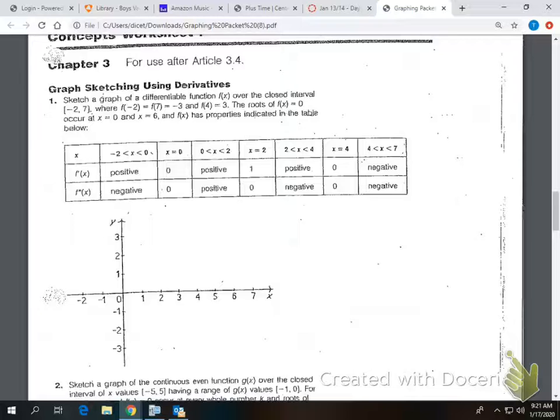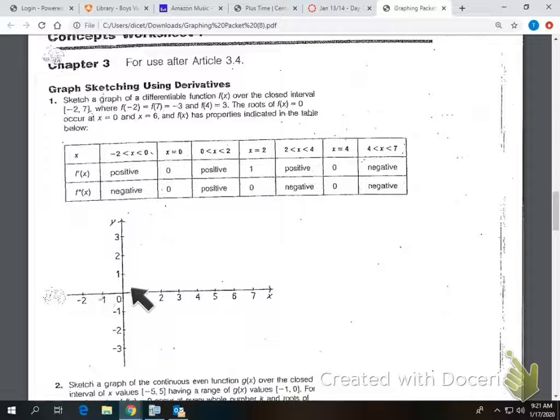All right. Let's do this. Let's read this. So, sketch a graph of a differentiable function. If it's differentiable, it has to be continuous, right? Differentiable guarantees continuity. So differentiable function f of x over the closed interval.